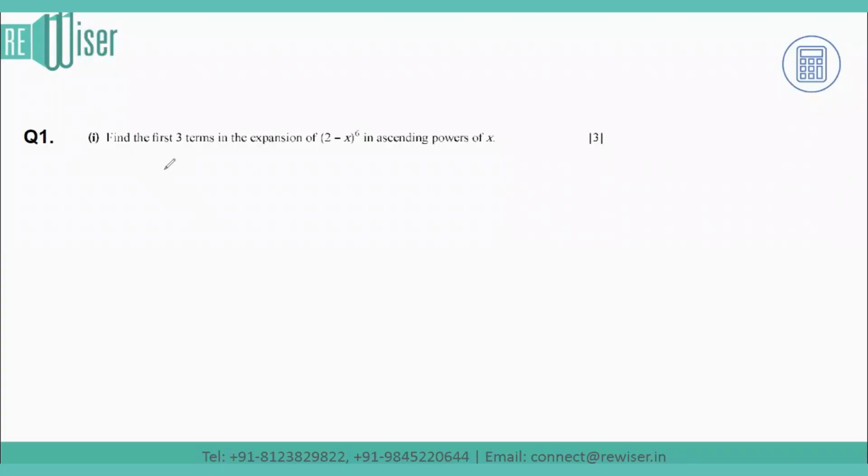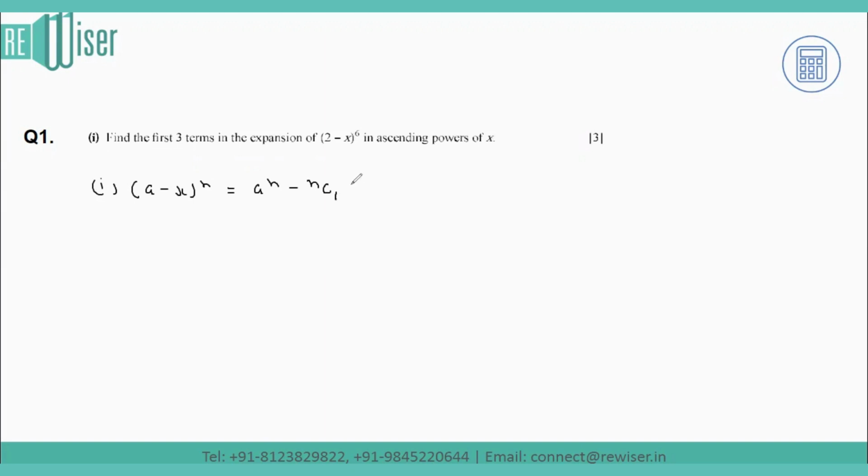Hello students. Question says find the first three terms in the expansion of (2 minus x) whole to the power 6 in the ascending powers of x. So we'll first write down the formulas that's required. So that's (a minus x) to the power n. So we write a to the power n and then put a minus sign.